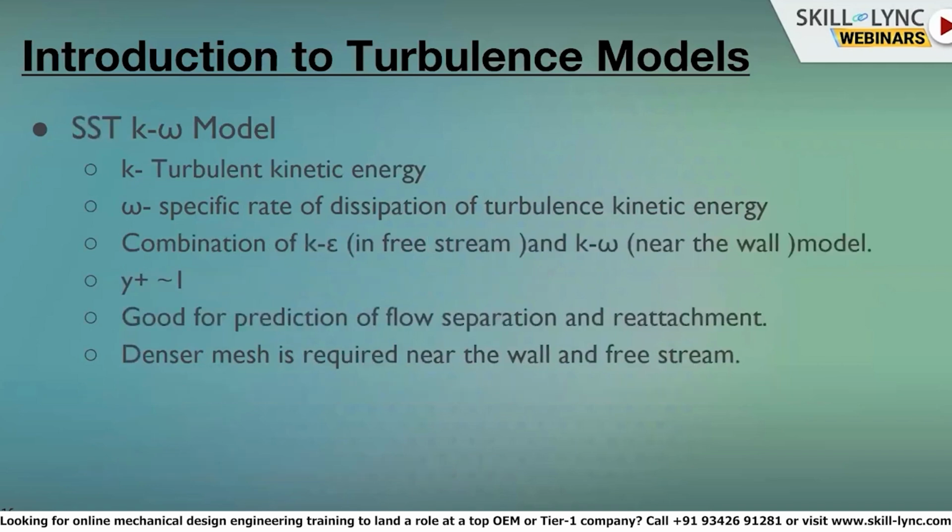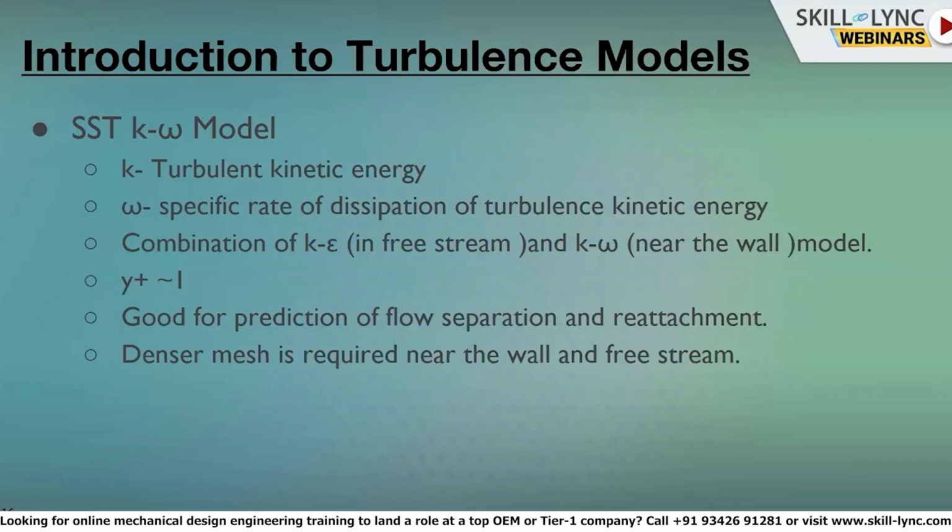This is another famous model, the SST K omega model, the shear stress transport K omega model. It is actually a combination of the first two models we have seen, K epsilon and K omega. Here also we require y plus close to 1. But one advantage with this model is it automatically switches between K omega and K epsilon. Near the wall, where the velocities are less, the model switches to K omega and it works. In the free stream, or away from the wall, where the flow velocity or the turbulence increases, it switches to K epsilon.